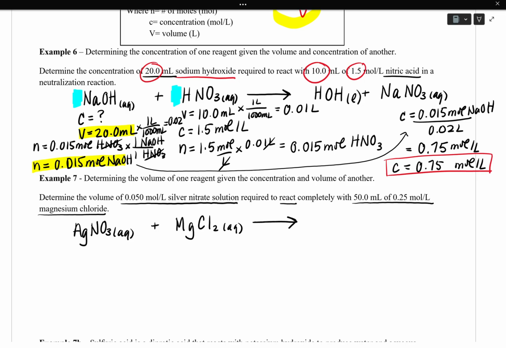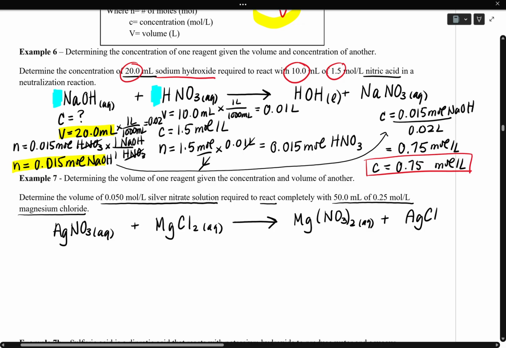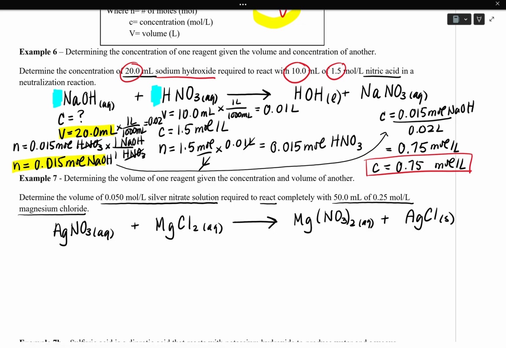And we are now going to react the 2, so this is going to be double replacement. So the silver is going to switch spots with magnesium. So now I'm going to produce Mg(NO3)2 aqueous plus AgCl, and we're going to check our solubility table, because what you're going to find is that the silver chloride is actually going to precipitate and become a solid.